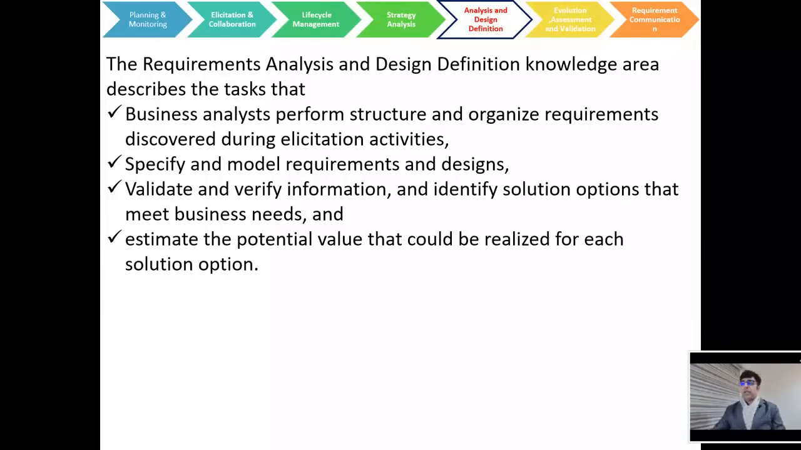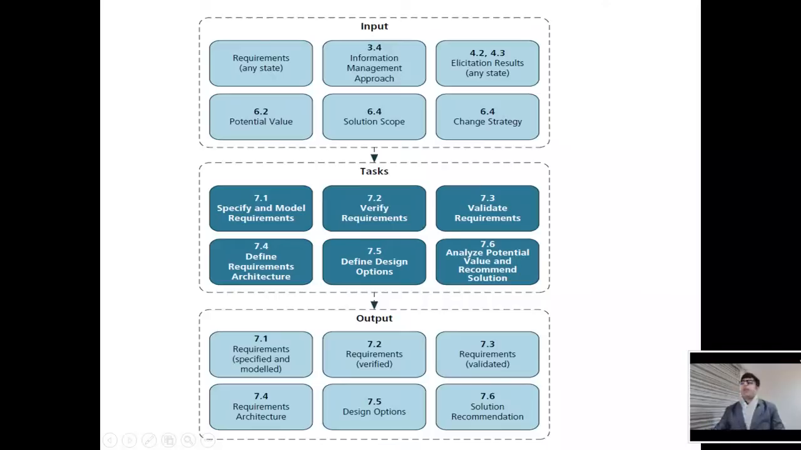So now let me show you the tasks here. This is the place where we have to do a lot of tasks. In total there are 6 tasks that we have to do as a business analyst. The first task is to specify and model requirements. Important here. Even though the tasks are small, they are important.